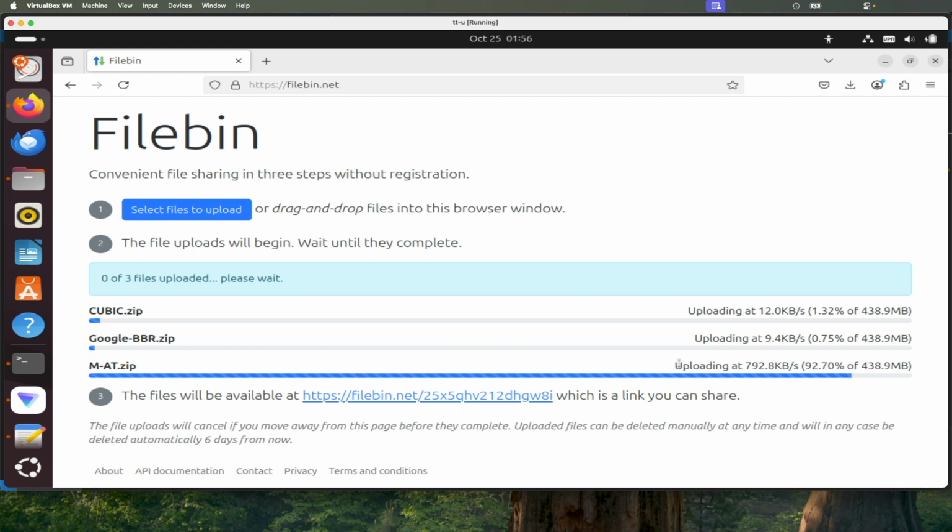Let's recap. Our technology is about 800 kbyte per second, while Google BBR is 9.4 kbyte per second, and Cubic is 12 kbyte per second. Google BBR is at less than 1%, and Cubic is at 1.32%. That's over 90 times improvement, or 9,000% improvement, over Google BBR and Cubic.